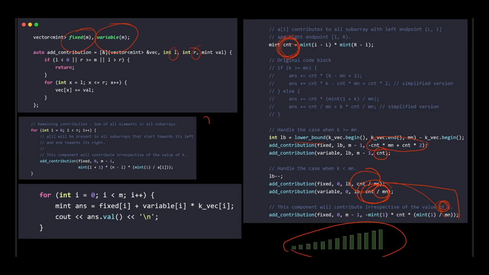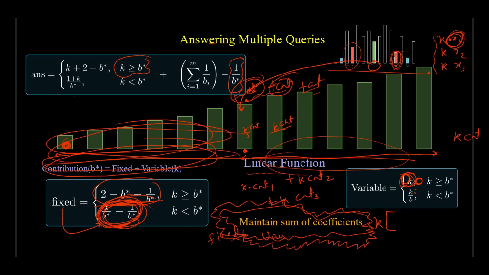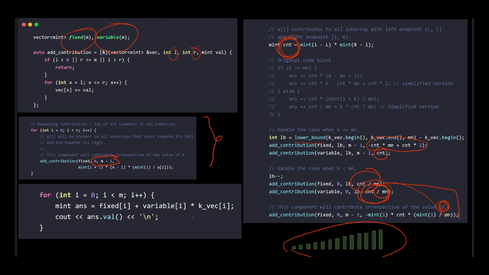Finally, at the end, if you remember, we also had to add the sum of elements of all subarrays. That part will contribute to all the k's, irrespective of whether it's to the left or to the right. So that sum of elements of all subarrays will contribute to all the k's, left hand side as well as right hand side. And then finally, to compute the answer, you iterate over the contributions received, and sum up the fixed and variable part into the value of k. This is the point where you multiply the value of k.